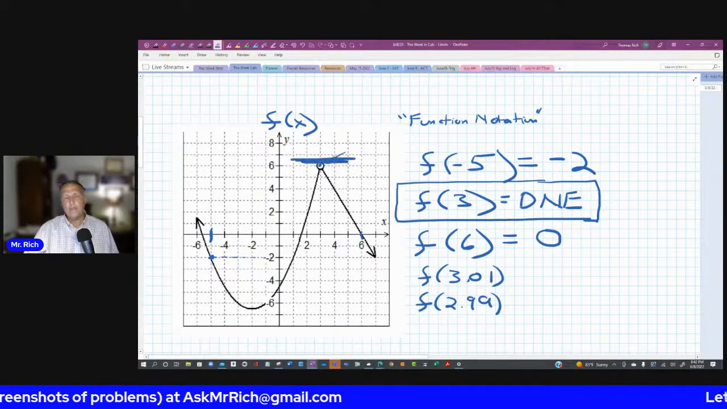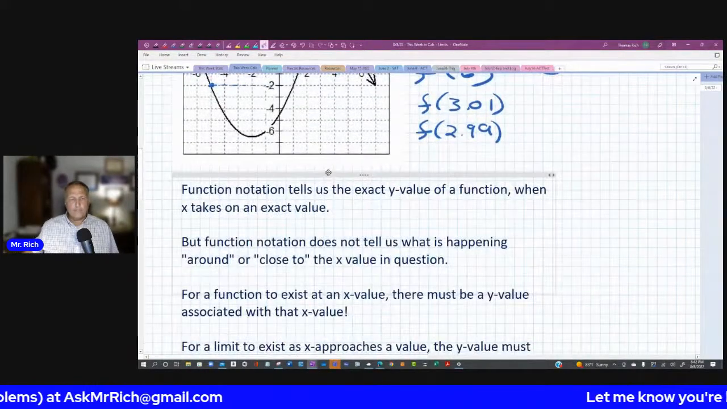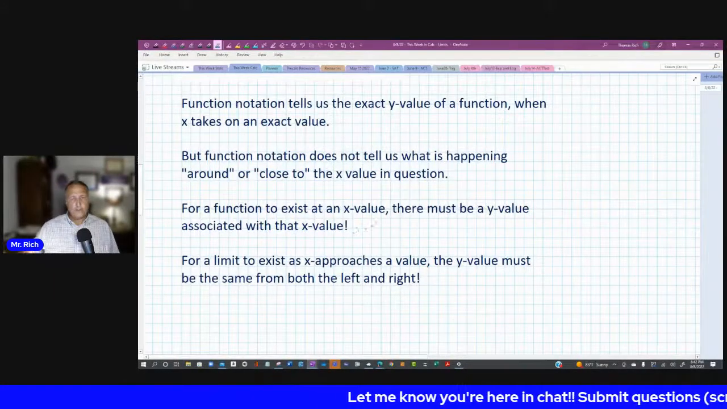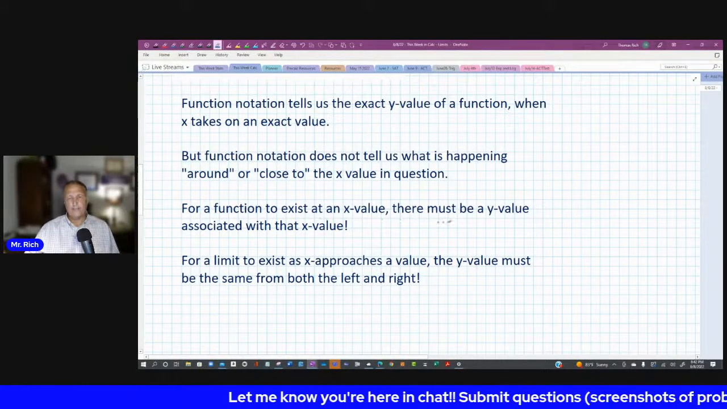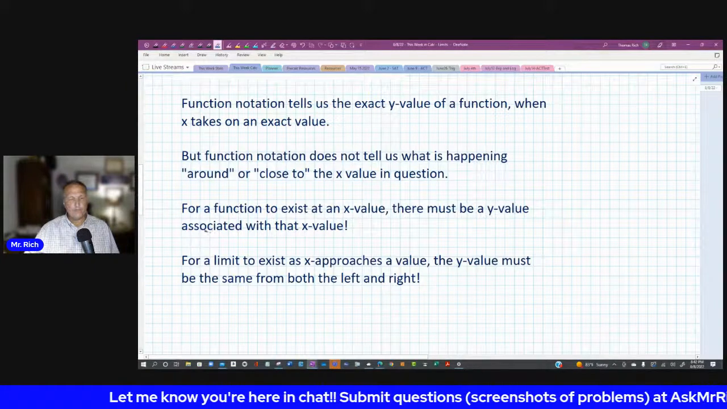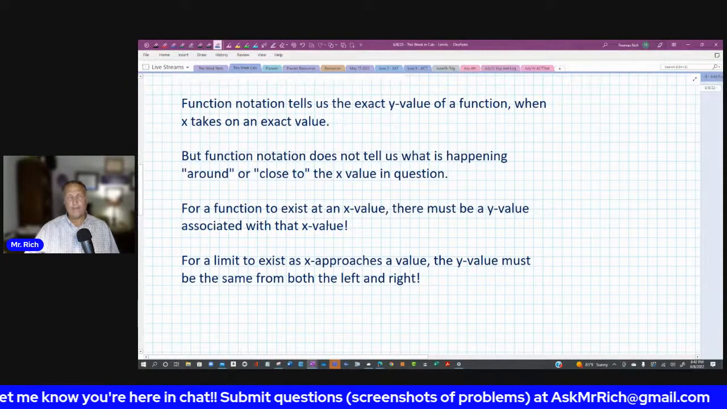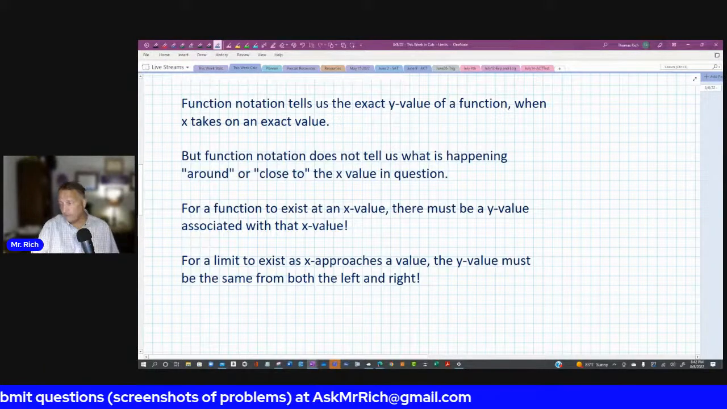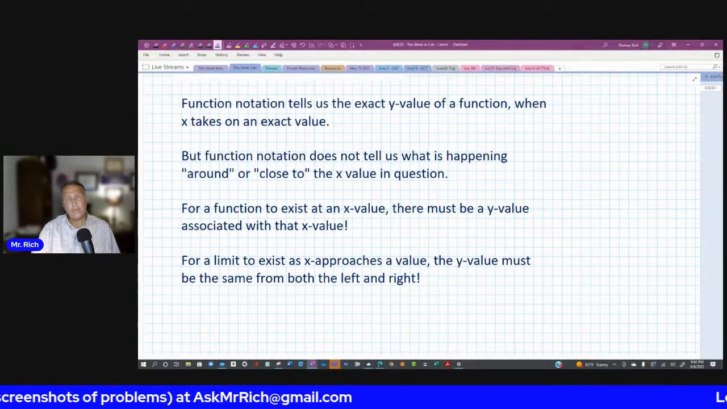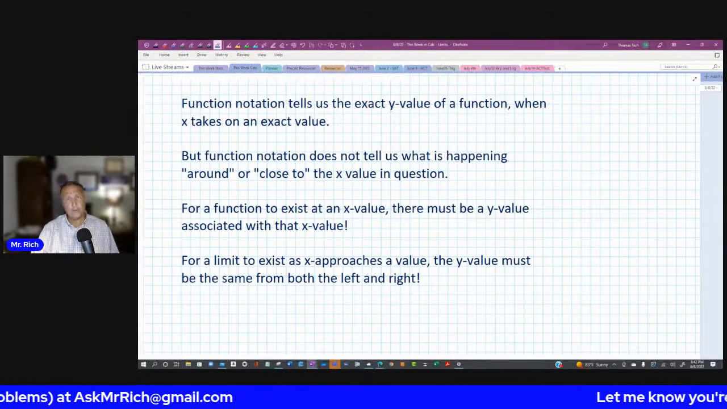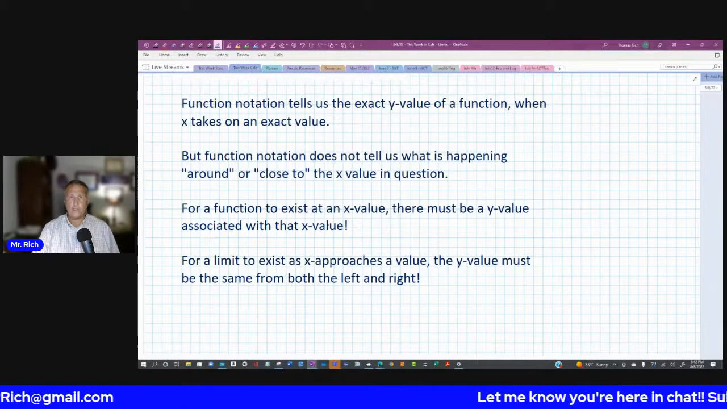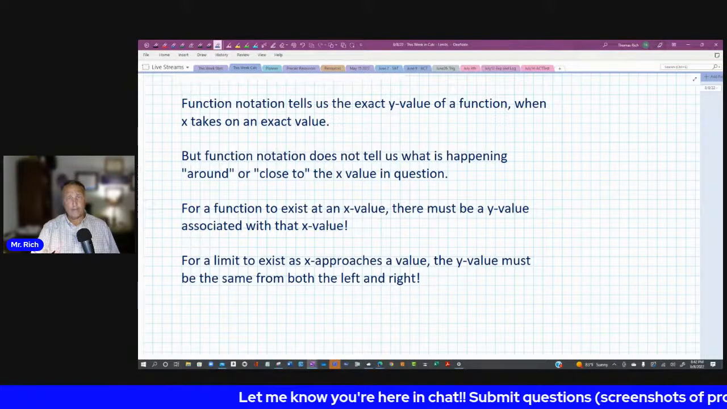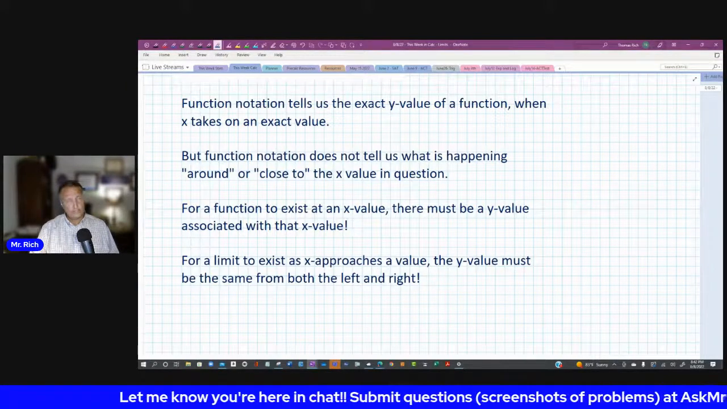Okay, now let's take a look at another point. For a function to exist at an x value, there must be a y value associated with that x value. Very obvious. Also, we know a function can only have one y value associated with a given x value, otherwise it's not a function. So there can only be one y value associated with one particular x value.